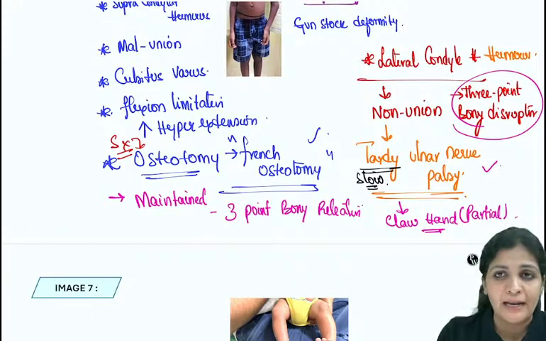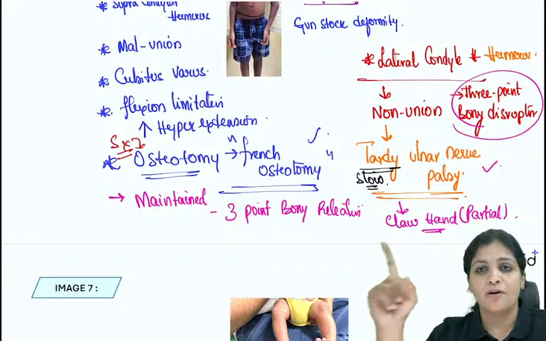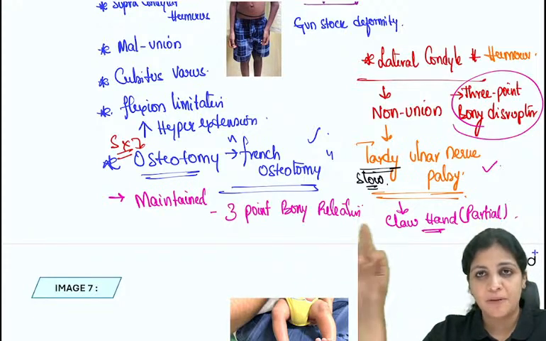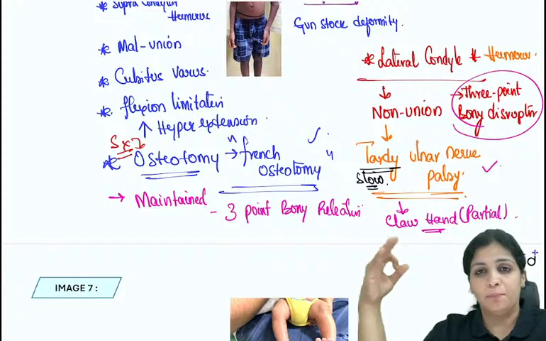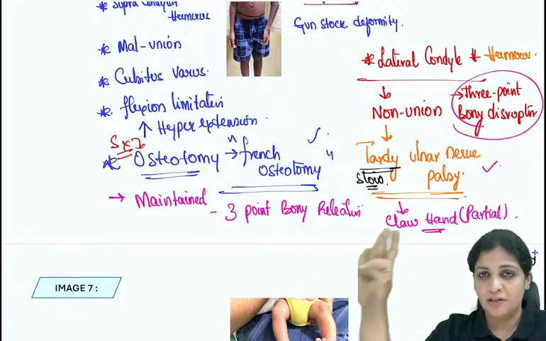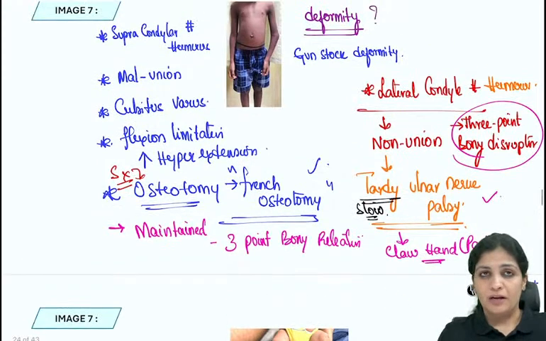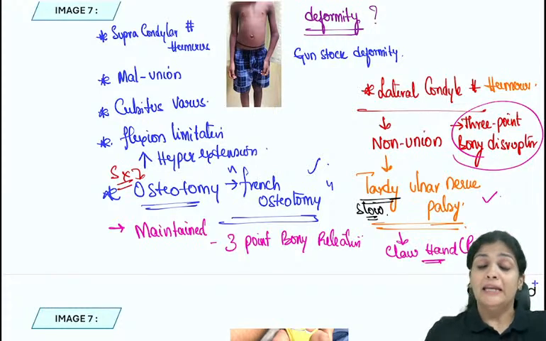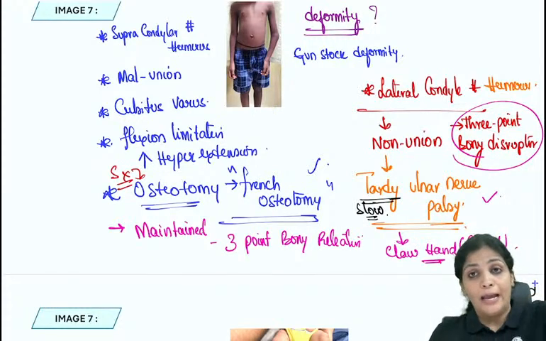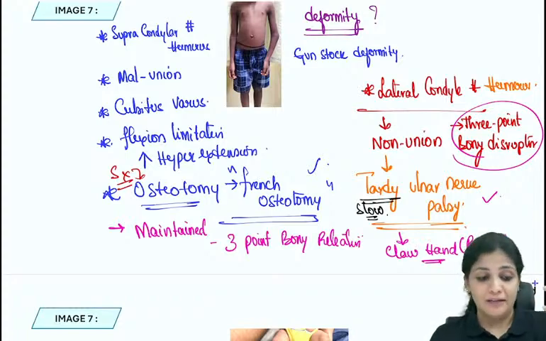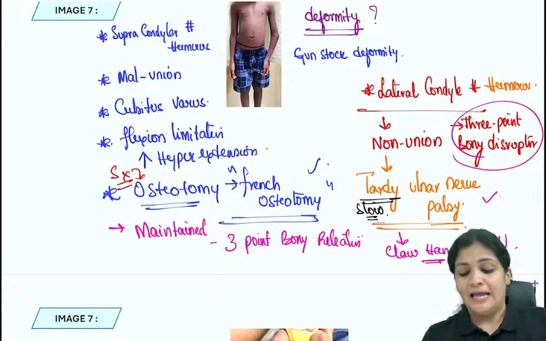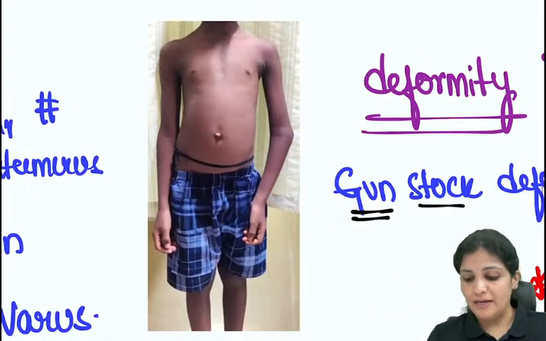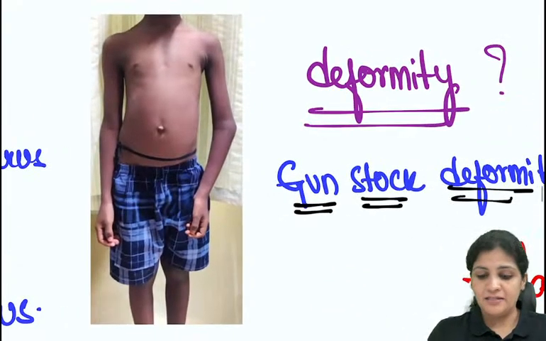So this is supracondylar and this is your lateral condyle. Lateral condyle, remember the important points. It results in non-union, the three-point relationship is disrupted, and the chronic complication is tardy ulnar palsy, which results in claw hand. On the other hand, supracondylar fracture humerus results in malunion, which is called cubitus varus, where there will be limitation of flexion, but the patient can do hyperextension, and the treatment here is a French osteotomy. And the image given here is your gunstock deformity, that is your cubitus varus, right?